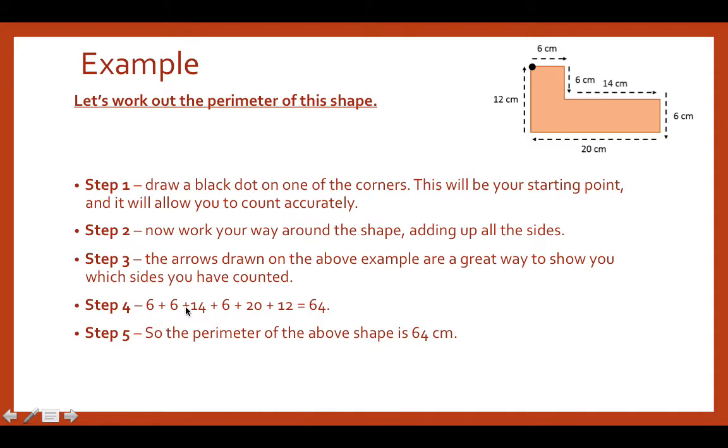So 6 plus 6 plus 14 plus 6 plus 20 plus 12 will give you the answer of 64. So the perimeter of the above shape is 64 centimeters. And another key thing to take into consideration is the measurements. As you can see in this one, we're working in centimeters, but that's not always the case. So make sure you pay attention to what measurements are used in the questions, okay?